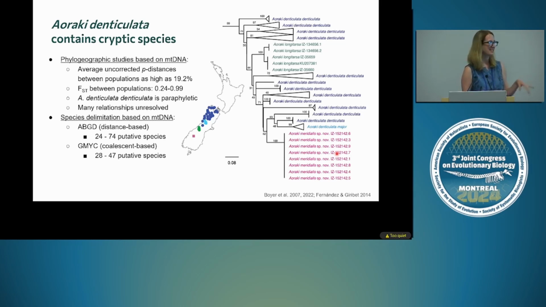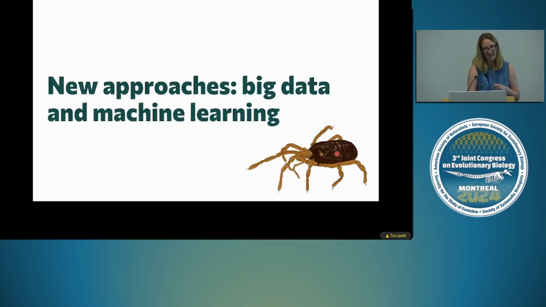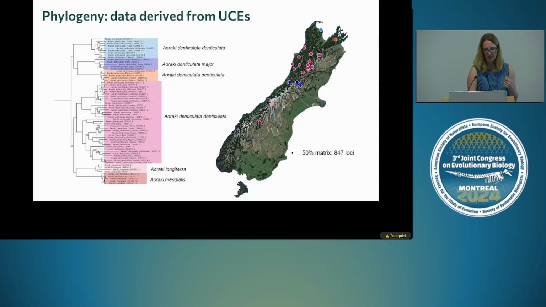So the bottom line is, mitochondrial DNA can't solve all of our problems, which I'm sure is not news to anyone in this room. Okay, so what can we do? We've turned to bigger data sets and novel analytical methods, and that's where we're going next.